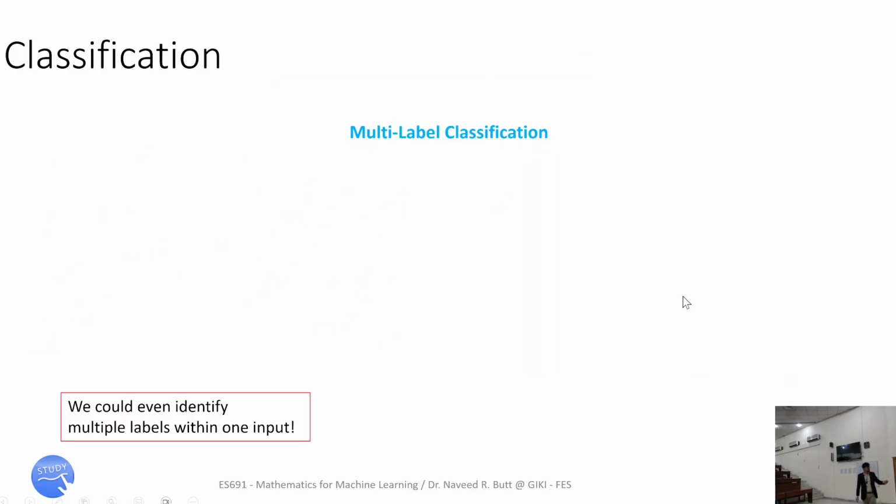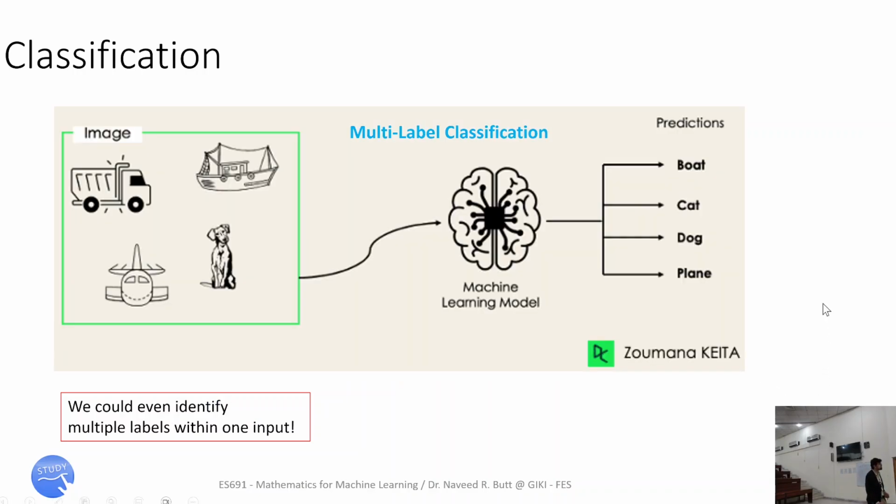We could also identify multiple labels within one input. This is called multi-label classification. I give you one big image, and inside it you have to tell me, is there a truck, a boat, a dog, a plane. You have to label which different classes are inside that image. This is what we call multi-label classification.